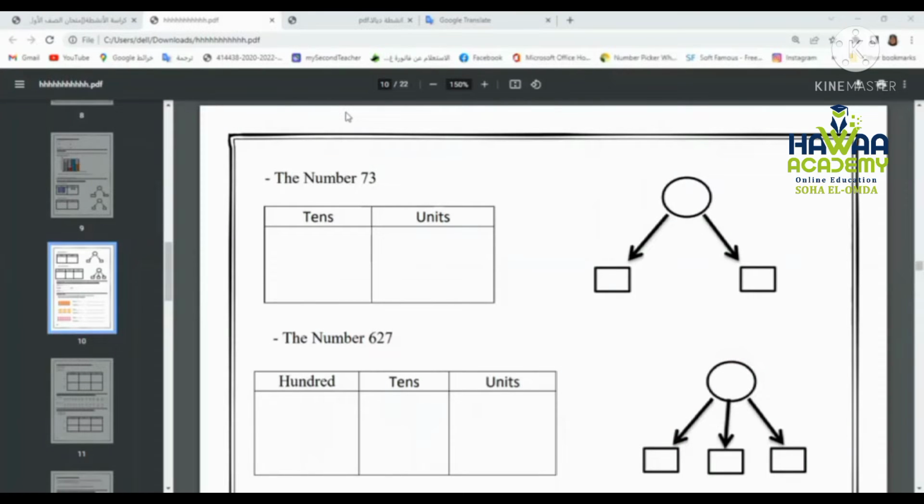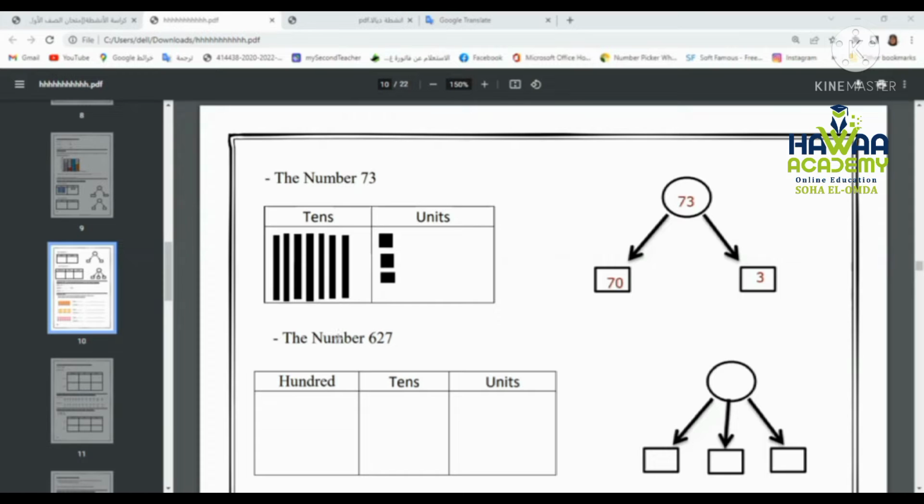So we have here 73. Let's decompose it first. Here is 73. It's made of 70 and 3. Excellent. So 70, how many tens does it have? Very good, it has 7 tens. Here's 1, 2, 3, 4, 5, 6, 7. And how many units or ones? We have 3. So it's 1, 2, 3. Very, very good.